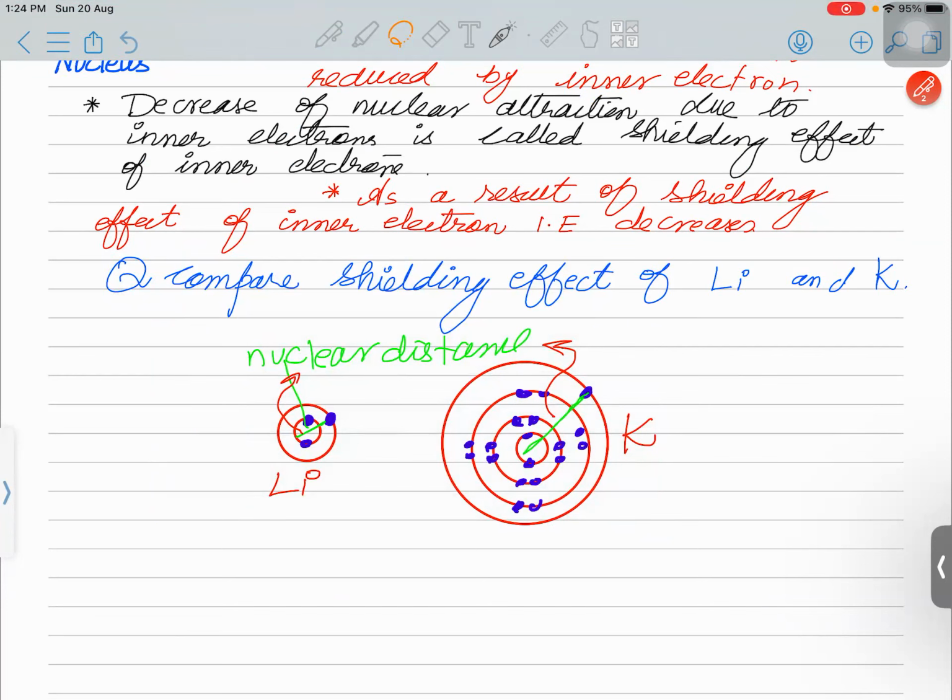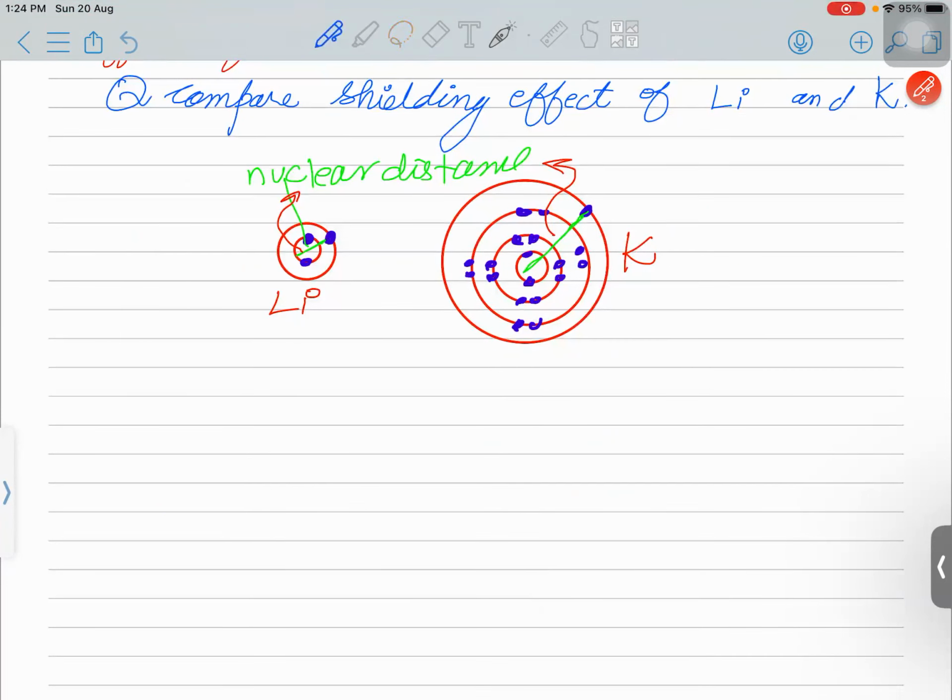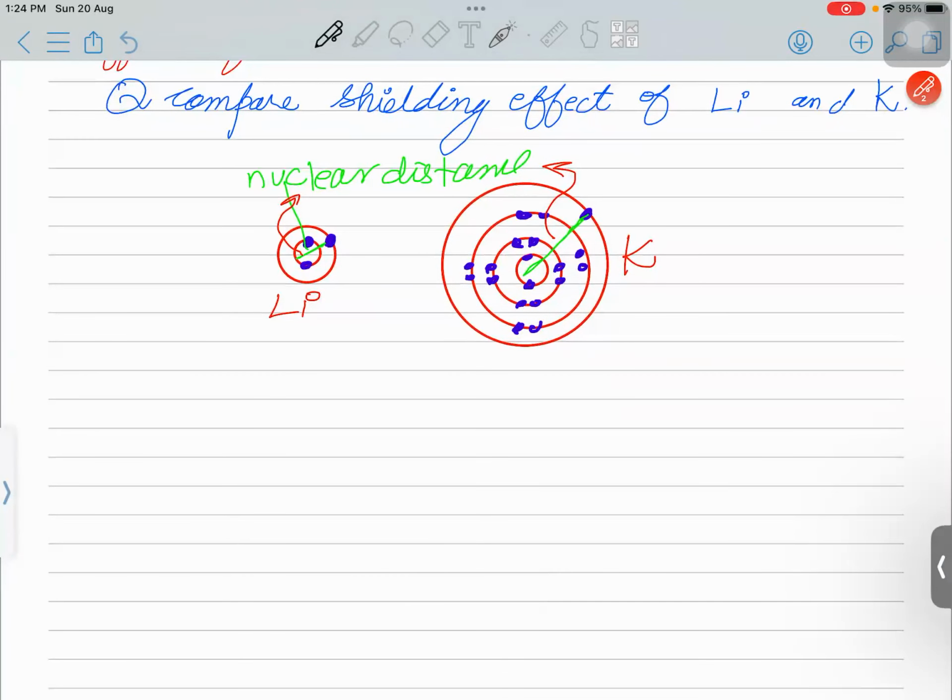Can you tell me the inner electrons of lithium? Two. So first point, lithium has 2 inner electrons. And what about potassium? 18. 18 inner electrons, correct.